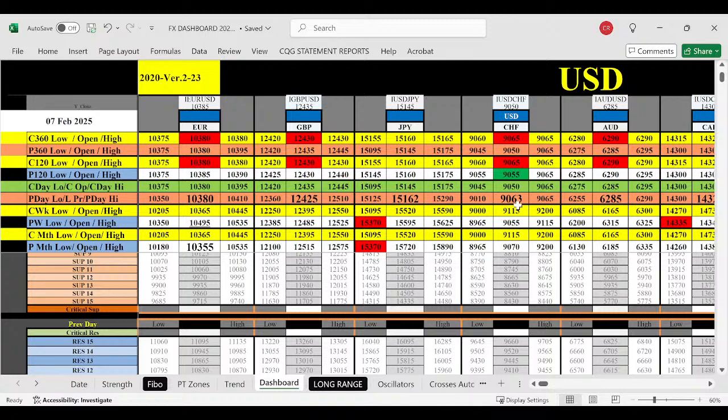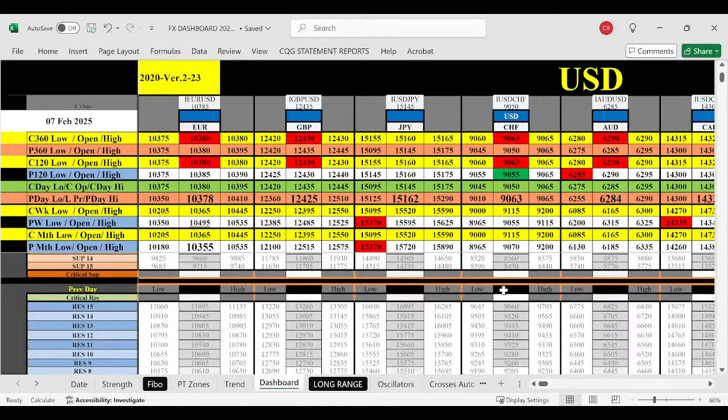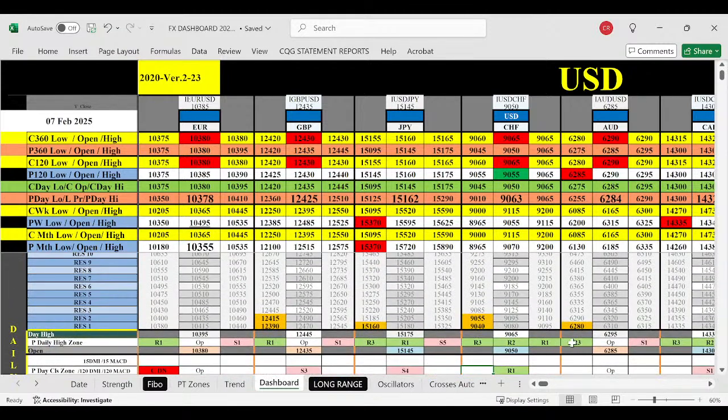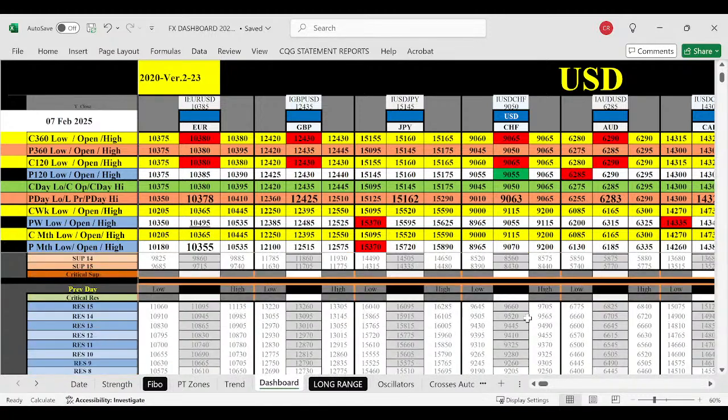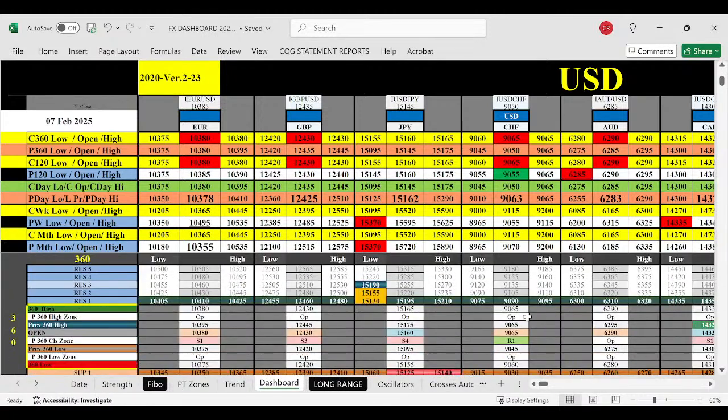Okay, right now trading at 90.65. On the dashboard, I think at 91.10, 90.95, there is a strong resistance. So we should be looking to sell and hold at 91.10, and if you are buying, then we should exit before 90.90.